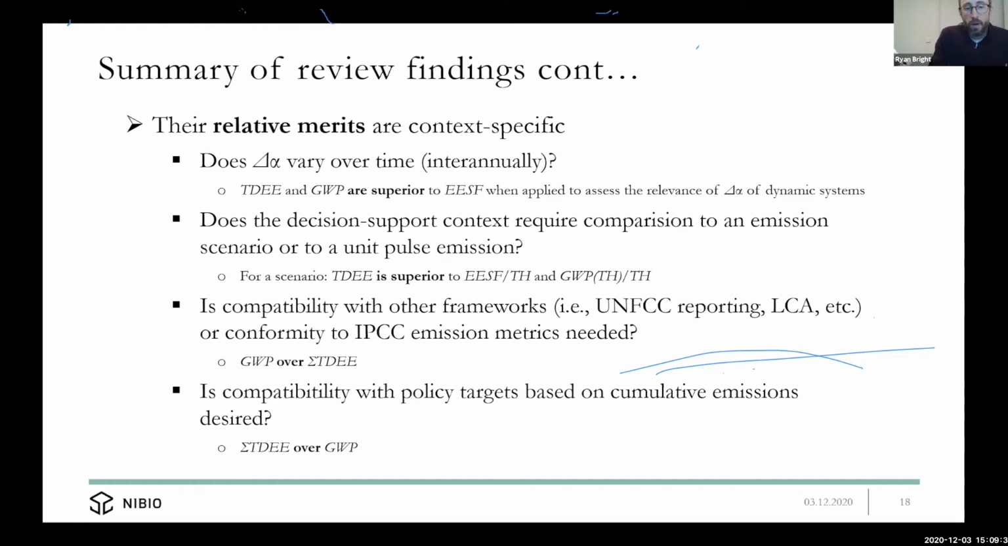As another example, while both the GWP and the accumulated TDEE measure are scalar measures that account for the time dependency of both CO2 and surface albedo changes, if the objective is to be able to compare the albedo change to other greenhouse gases or forcing agents that also have been characterized with GWP, then naturally GWP conformity becomes important. On the other hand, if GWP conformity is unimportant, the cumulative TDE measure would have greater merit if the objective were to compare the surface albedo changes to some future cumulative emission targets.